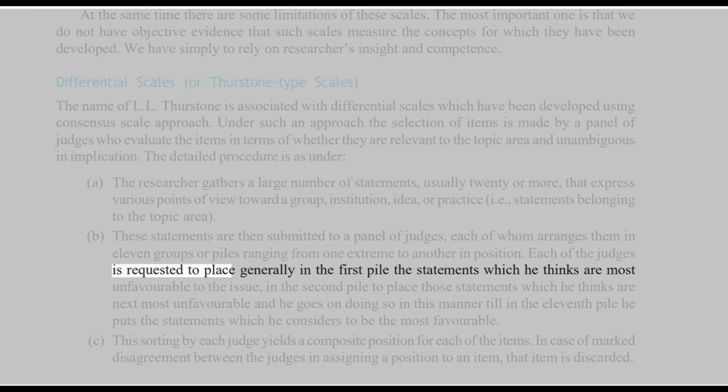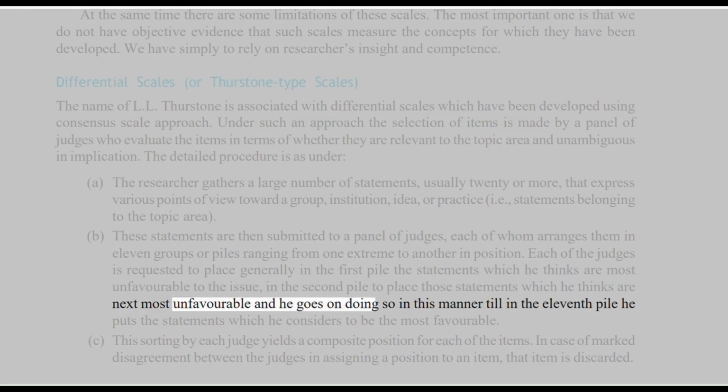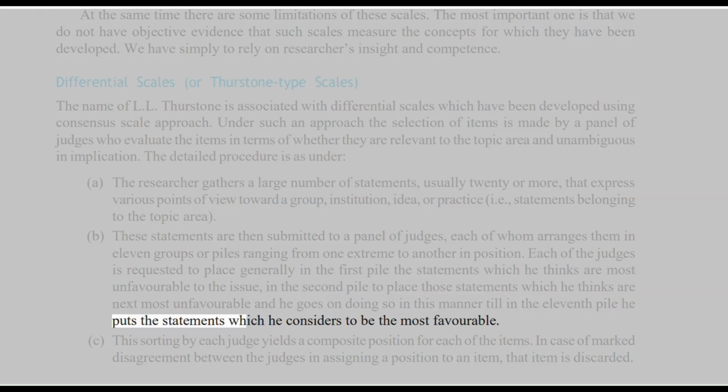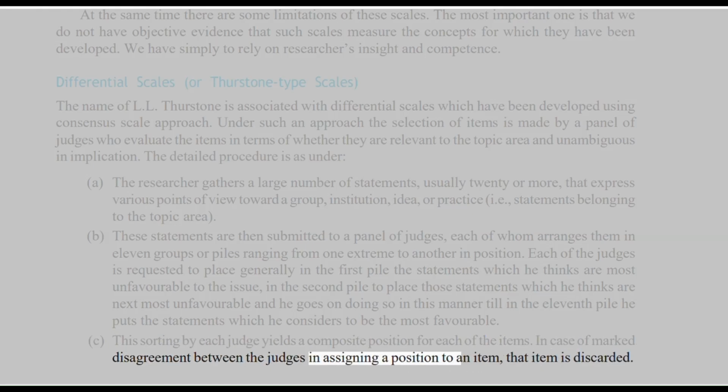Each of the judges is requested to place generally in the first pile the statements which he thinks are most unfavorable to the issue, in the second pile to place those statements which he thinks are next most unfavorable, and he goes on doing so in this manner till in the 11th pile he puts the statements which he considers to be the most favorable. C. The sorting by each judge yields a composite position for each of the items. In case of marked disagreement between the judges in assigning a position to an item, that item is discarded.